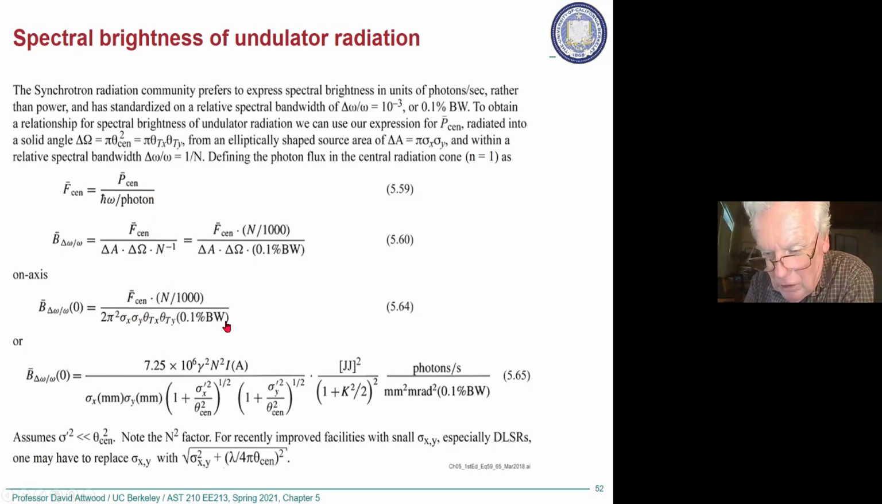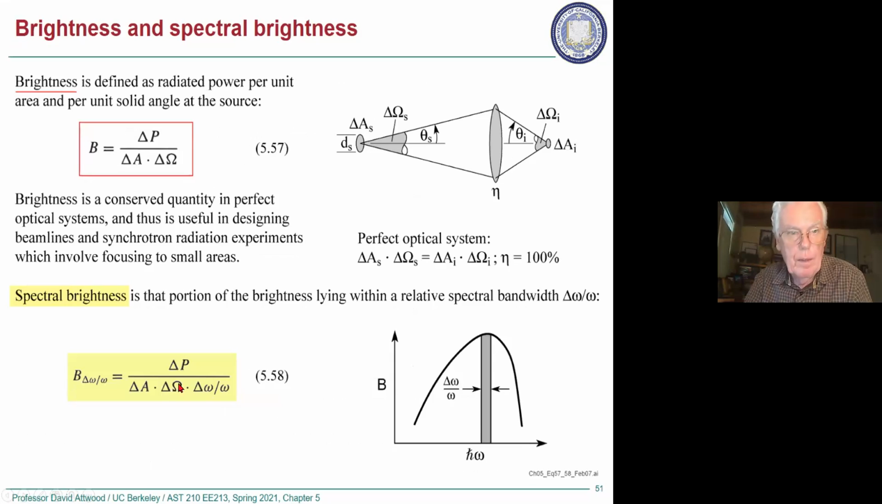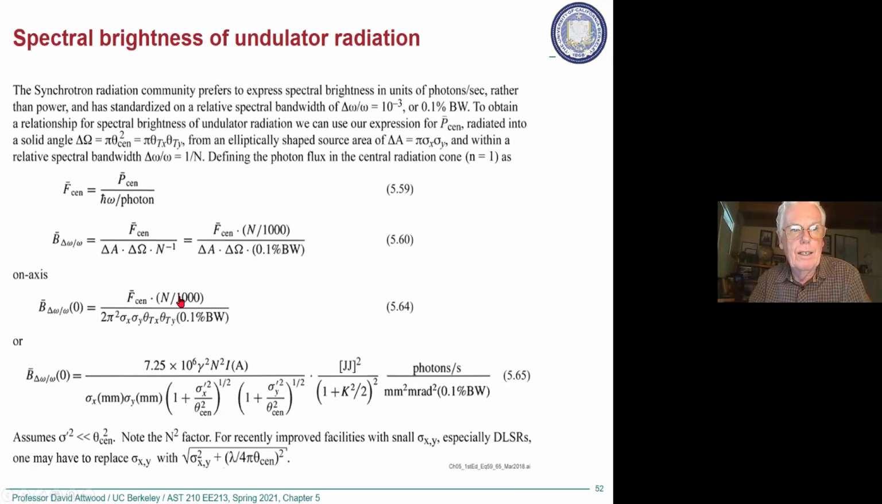The standard is not only to do it within 0.1%, but rather than quote it in terms of power, watts or milliwatts. As in the laser field, by the way, this is what we would do. This would be in watts or milliwatts for all of these different things. But in the synchrotron field, the standard is to quote not power, but photons per second, which at a certain wavelength, that works. So that's what's going on in the next slide.